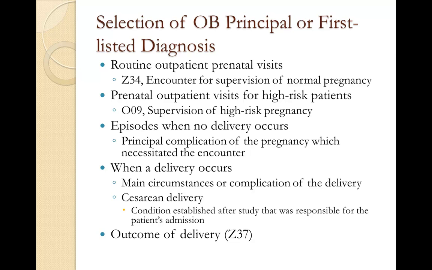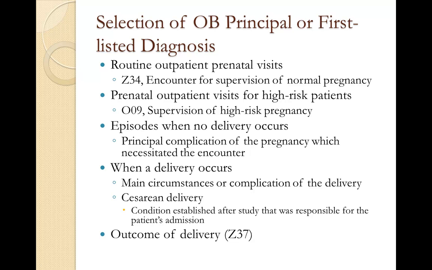If the patient doesn't deliver on that admission, you're going to use your principal complication of the pregnancy that necessitated the encounter. If a delivery does occur, it's the main circumstances or complication of the delivery. So if they had a C-section, why did they have a C-section? What was the condition that led to that? So these are really the same guidelines that we saw in ICD-9.